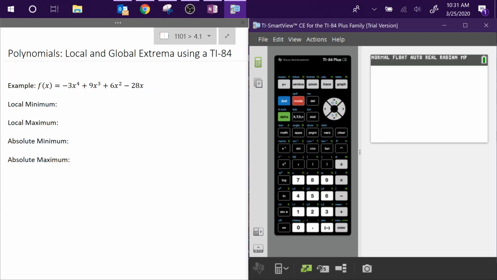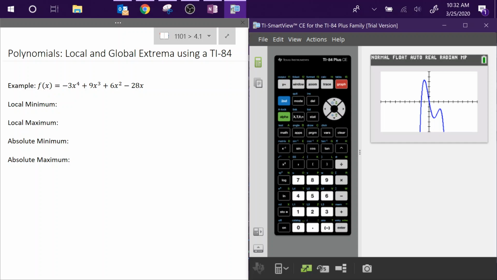In this video, we're going to be finding the local and global extrema of a polynomial using the TI-83 or TI-84 calculator. So we're going to look at this by example. And our example is f of x equals negative 3x to the fourth plus 9x cubed plus 6x squared minus 28x. So our first step is going to be to enter our function into y equals. After that, we want to graph it.